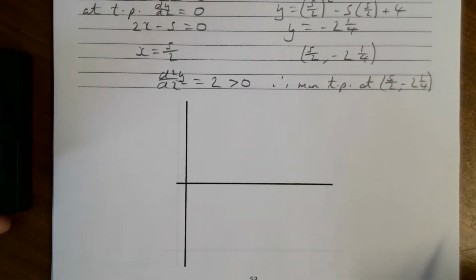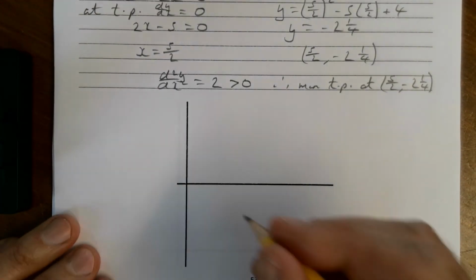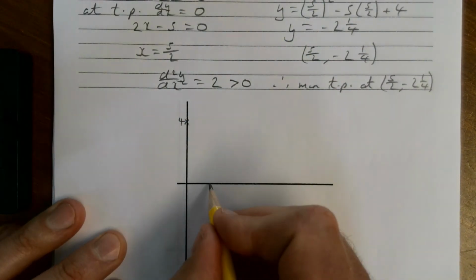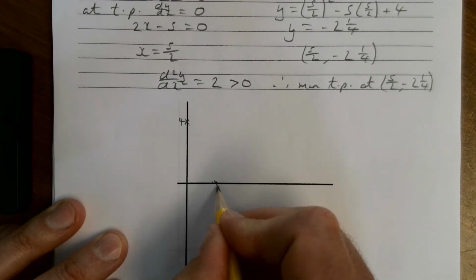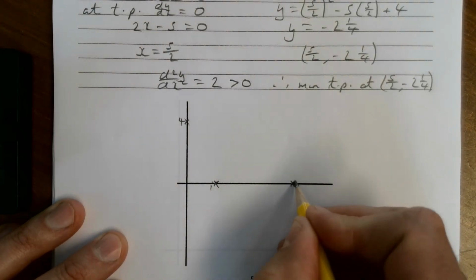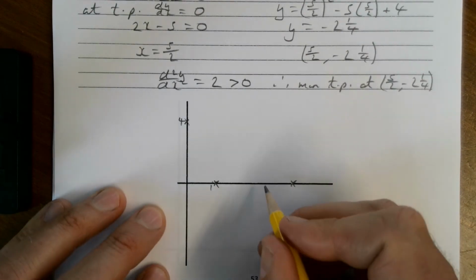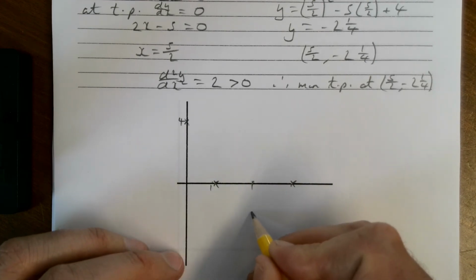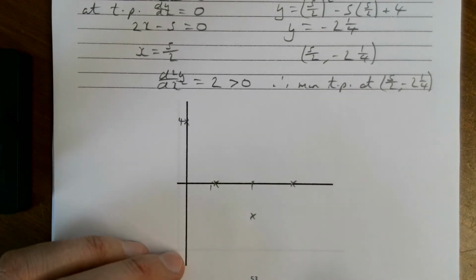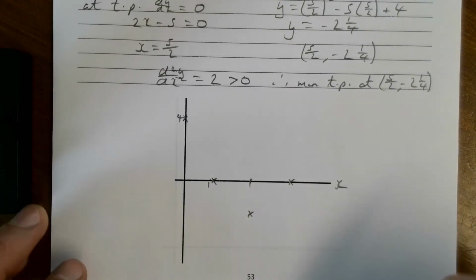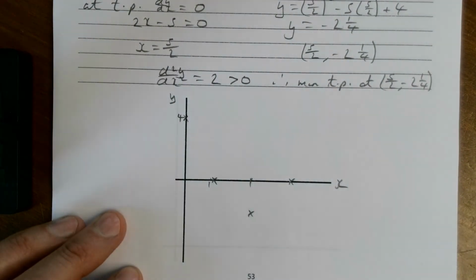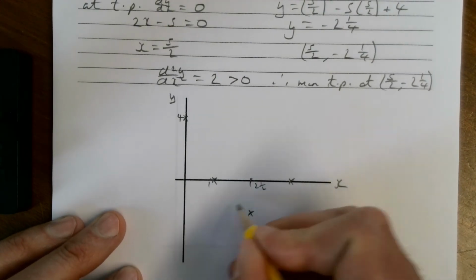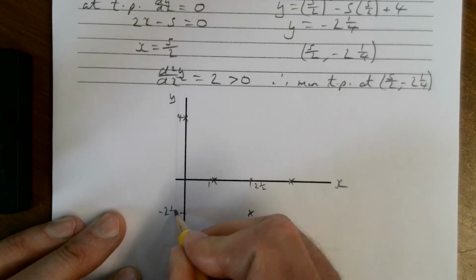So let's see roughly what we have. It crosses at 1 and 4. That'll be 1. Go for 4 round about here. And then there's a turning point at 2.5, minus 2.25. So we'll have that down there. That's our x-axis, obviously. That's our y-axis. So again, hopefully you can see the shape that the parabola is going to be. Nice to put in that that's obviously 2.5, and down there is minus 2.25.